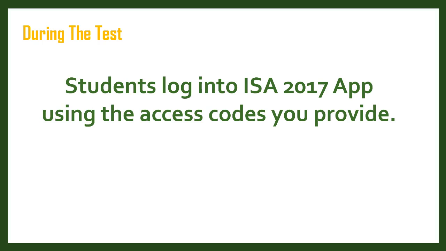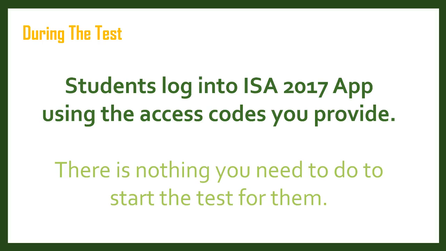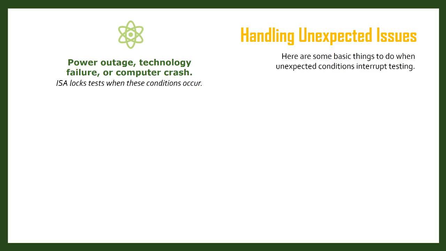To begin the test, the ISA app uses the access code to start the test. So at this point, there's nothing that you will need to do to start the test for students. However, during testing, you may need to handle unexpected issues. Let's review some basic things that you can do if an unexpected condition arises, such as if there's a power outage, a technology failure, or a computer crash.